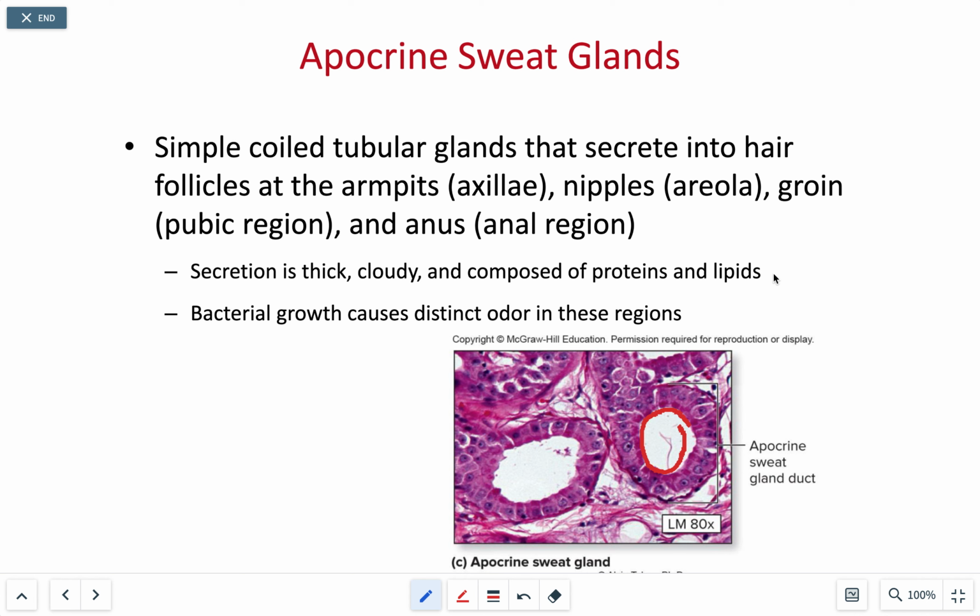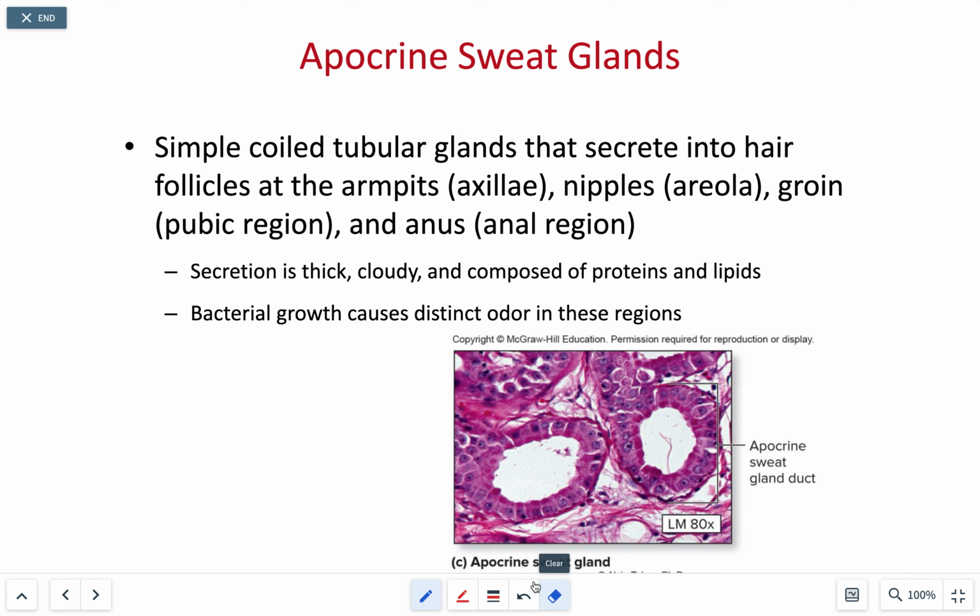The secretions are composed of mostly water, but also protein and lipids, and they can be acted upon by bacteria on the surface of the skin, which produces body odor. These secretions become very active around puberty. They can be stimulated not only by circulating hormones, but also by the nervous system, such as the fight or flight response, the sympathetic nervous system.